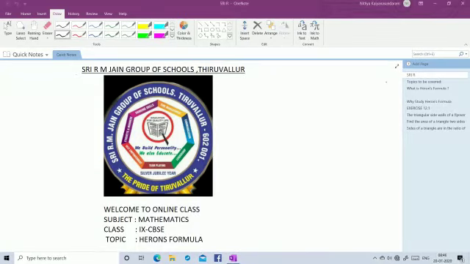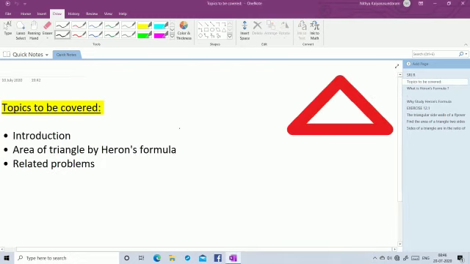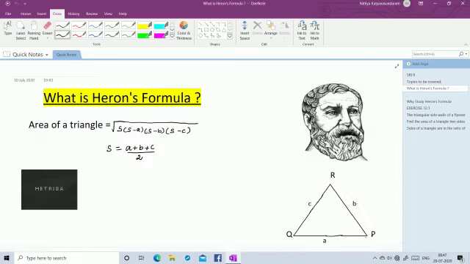Today we are going to discuss the topic Heron's formula. Topics to be covered in this chapter are Introduction, Area of Triangle by Heron's formula, and Related Problems. What is Heron's formula? Heron's formula is nothing but the formula given by Heron. He is an Egyptian and he gave a formula to find the area of any triangle whose sides are known.